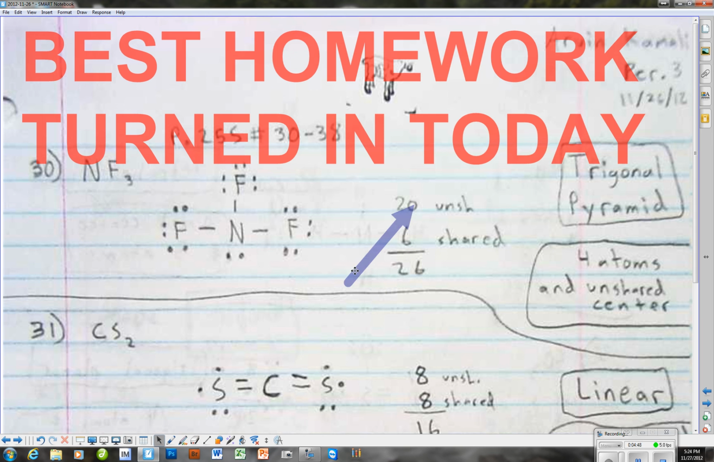And the unshared pairs, this is a little short on the numbers that I wanted, but they at least were working their numbers, and these numbers we'll talk about in greater detail. But the next thing that they were supposed to do with this homework was to show me what is the shape, and it had to be one of the 5 that I showed you before. And here, this is the reason why the molecule has this shape. So that's what I liked about this particular homework page.